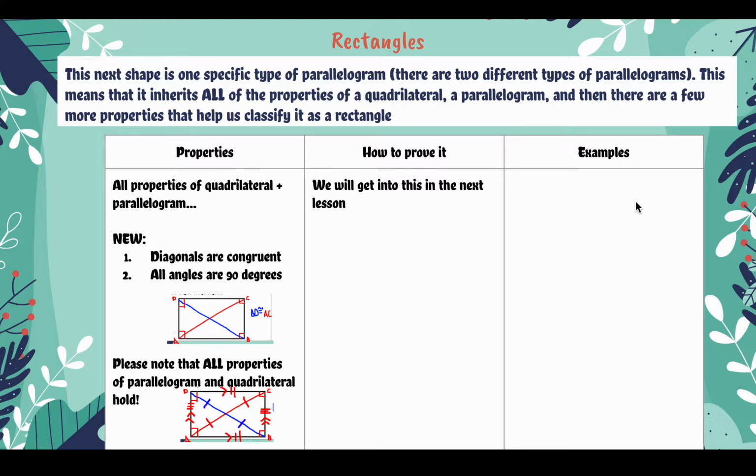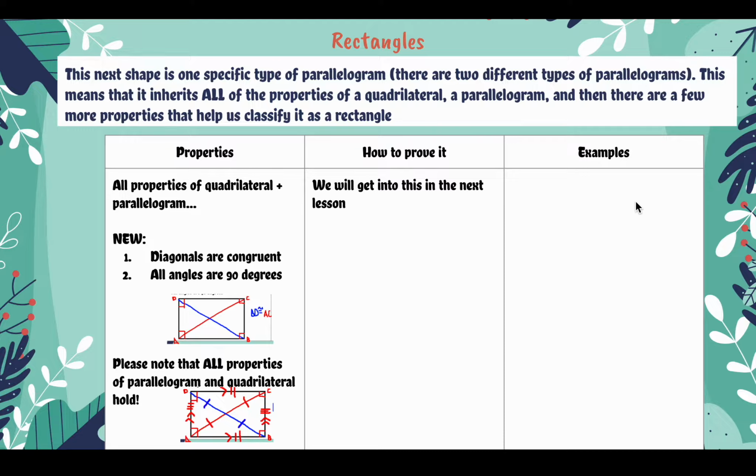Now what this means is that it's inheriting the properties of a quadrilateral and a parallelogram, and there are a few more properties that help us classify it as a rectangle. So there are a few unique things that help differentiate just a regular old parallelogram from a rectangle.